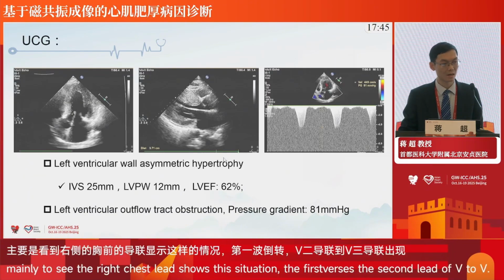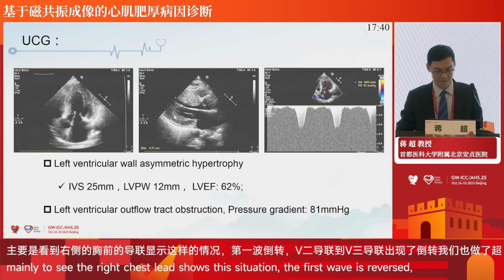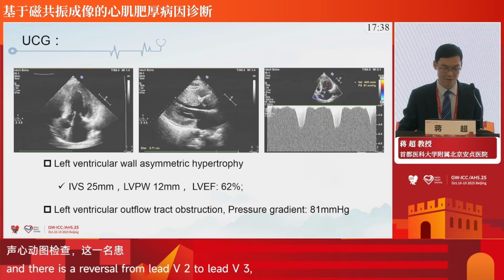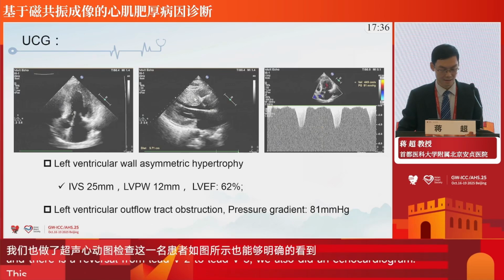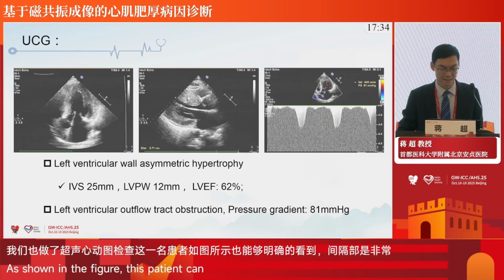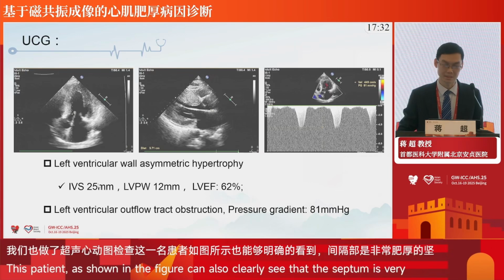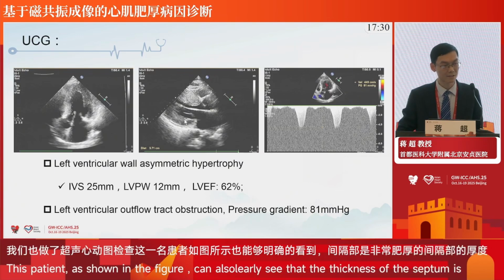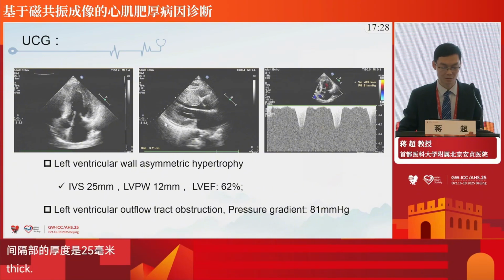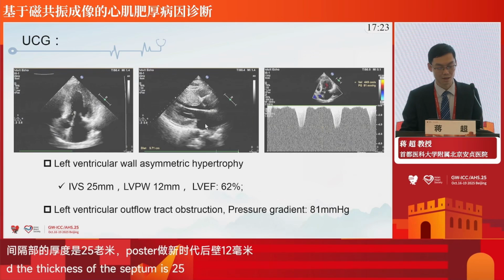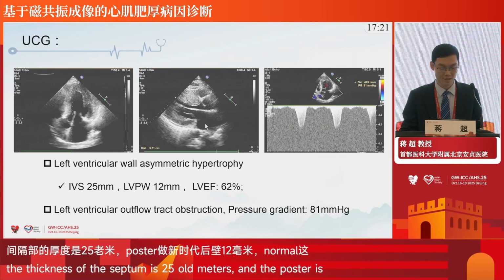We performed the echo for this patient. We can see here the septum was very thick. The septal thickness is about 25 millimeters, and the left ventricular posterior wall is about 12 millimeters. The patient has a normal systolic function. The left ventricular ejection fraction is 62.